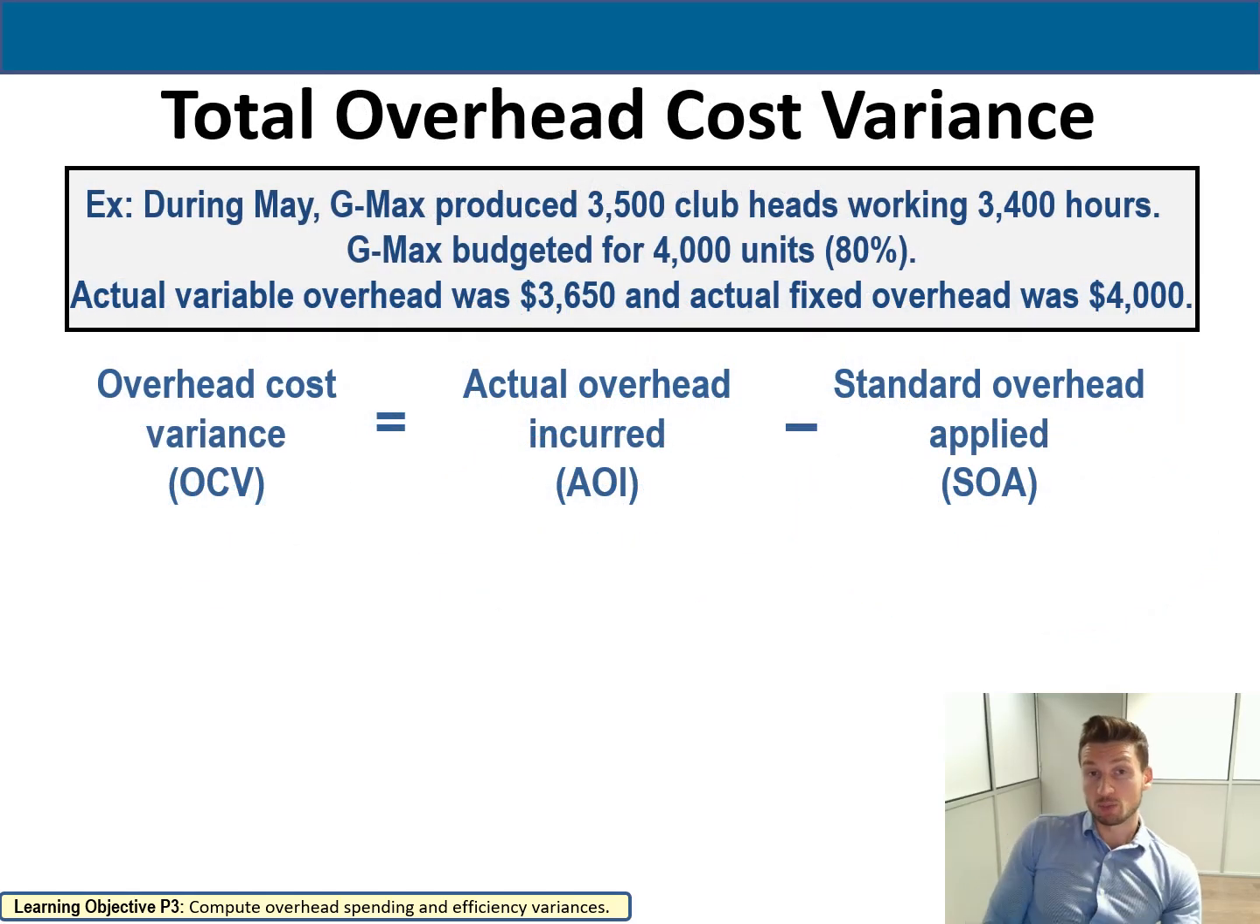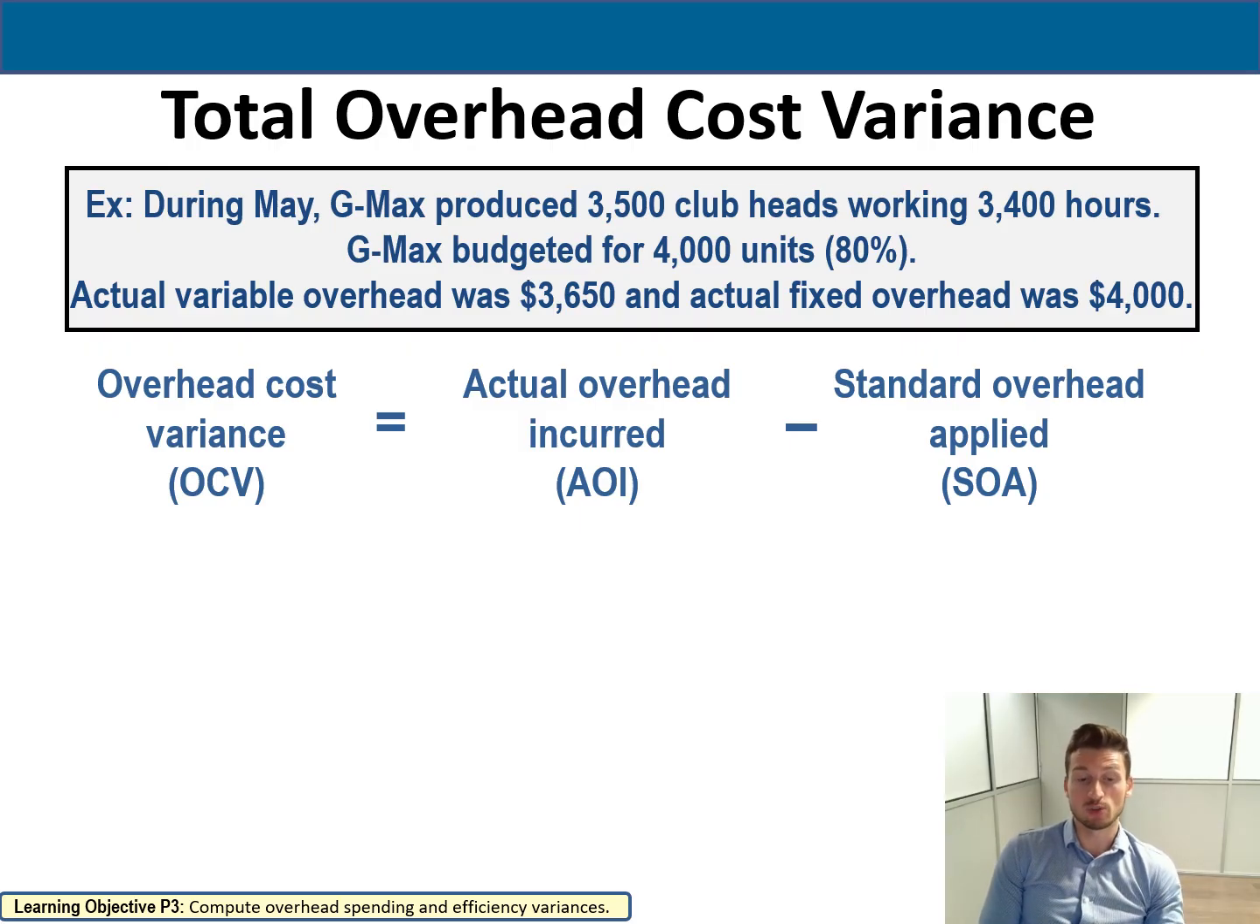And we have here an example of the same company, GMAX. So during May, they produced 3,500 club heads working 3,400 hours, and GMAX budgeted 4,000 units. Actual variable overhead was 3,650 and actual fixed overhead was 4,000.